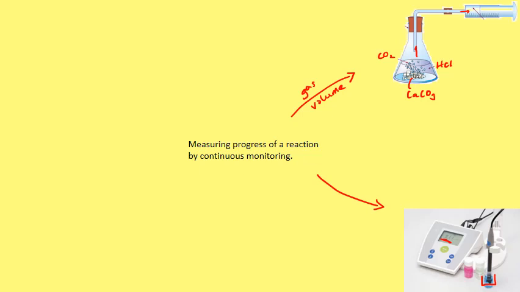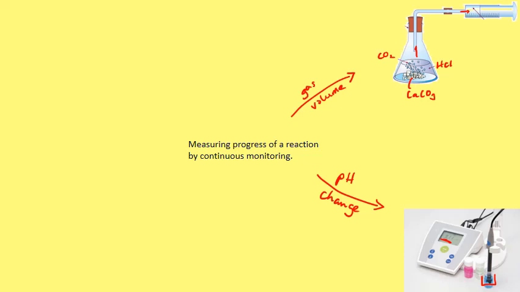Of course, it has to be a reaction where hydrogen ions are either being created or destroyed, such that the pH will change. But for those reactions, this is a good way of measuring the progress. So we'll just call those the pH change way of measuring the progress of a reaction.